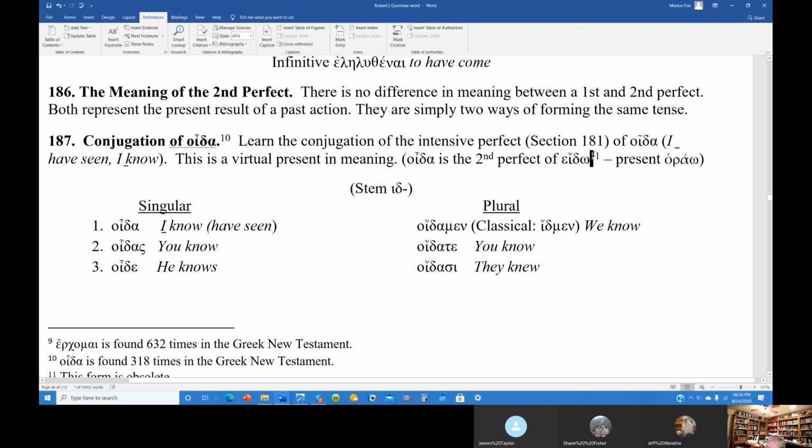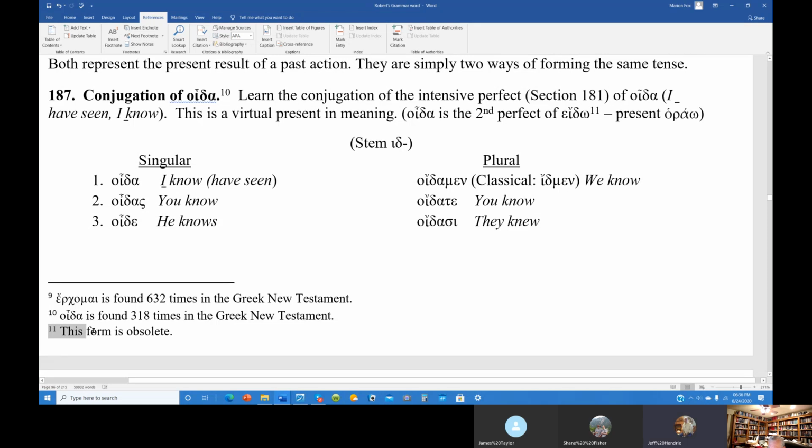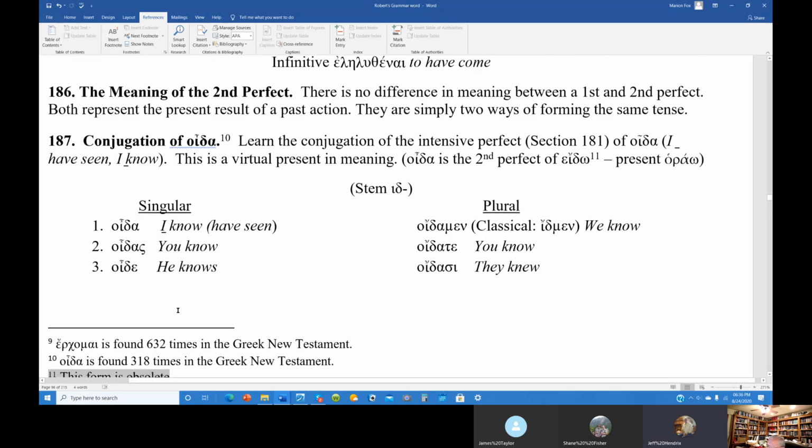So I put a footnote in here. This is not in the copy you got right here. And that is number 11. This form is obsolete. So I just went ahead and put it in. And so oida is found 318 times in the New Testament. So it might be something you want to learn. And so we have oida, oidas, oide, oidamen, oidate, and oidasi. These are your forms. So that's the forms we might want to learn. All right. But horao replaced it. And it is a different word, but there are some differences in the meaning of the two.